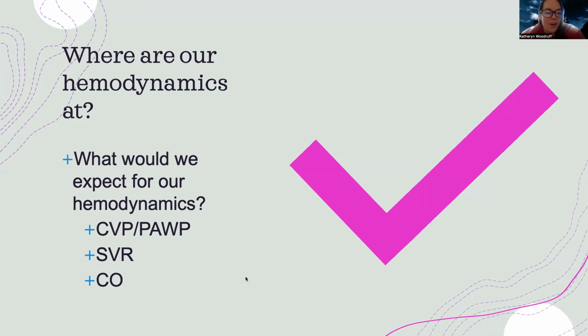Anyway, SVR, systemic vascular resistance, is how open or closed your blood vessels are. So am I vasoconstricted or am I vasodilated? For some types of shock, it's going to be increased, and really the only type of shock you're going to see it increased in is going to be cardiogenic again. Now, sometimes with hypovolemic, it can be increased.